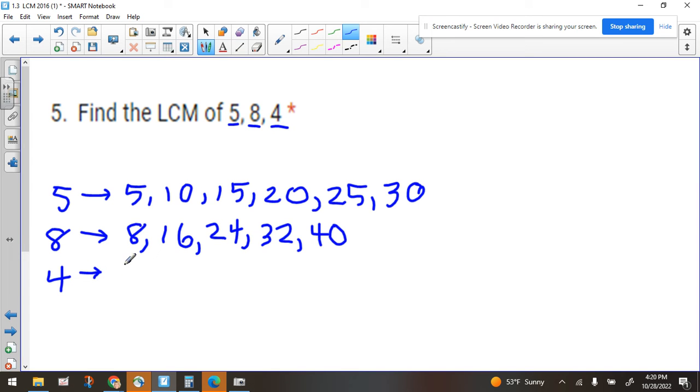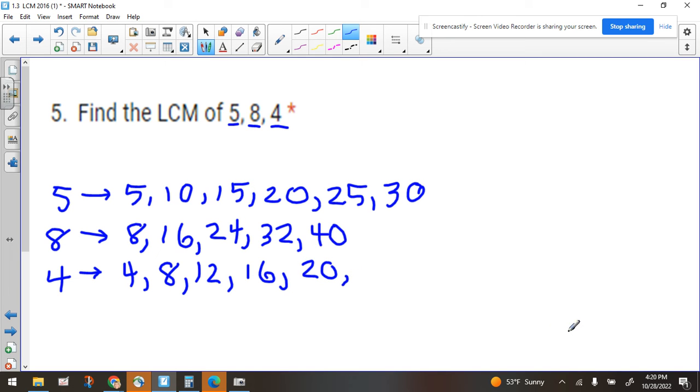4 times 1 is 4. 4 times 2 is 8. 4 times 3 is 12. 4 times 4 is 16. 4 times 5 is 20. Now, I do want to point out something, because some people might say, hey, 20 is in the list for 5, and it's in the list for 4, but it's not in the list for 8. So if this was just finding the LCM of 5 and 4, then 20 would be the answer.